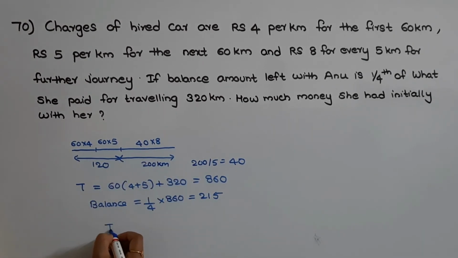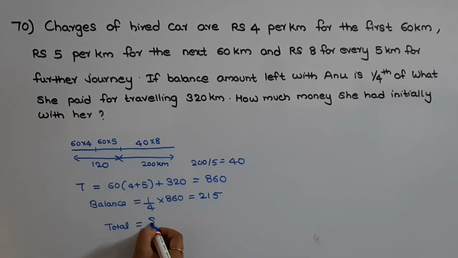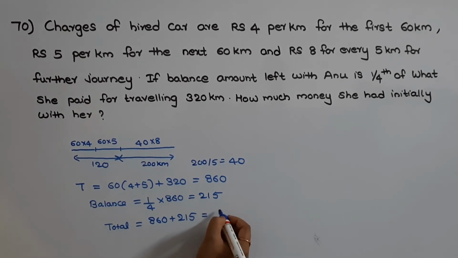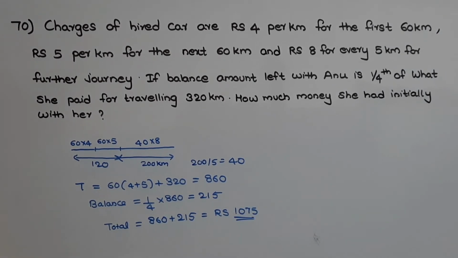So what is the total amount that is present with her initially? That will be the sum of both. Okay. That is 860 plus 215. On solving this, you will get it as rupees 1075. Okay. So this is the answer.